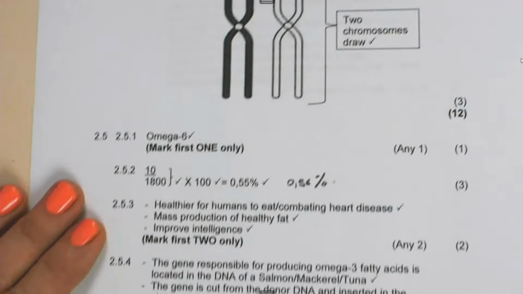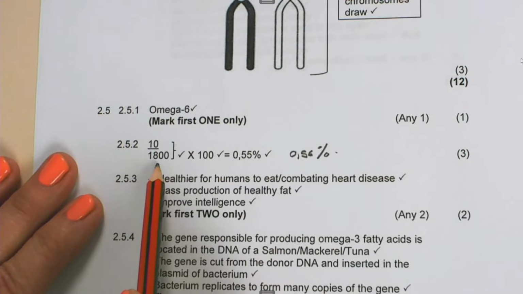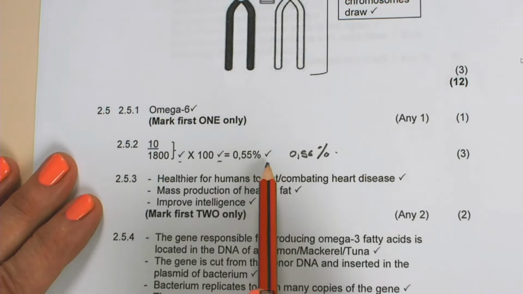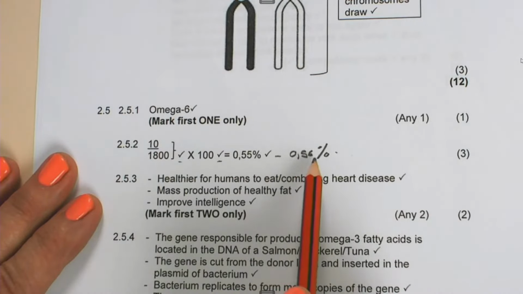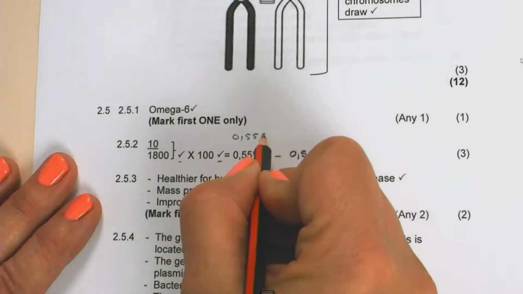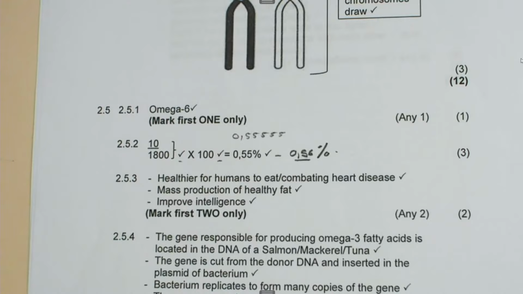The calculation in this case is 10 divided by 1,800, give a mark, multiply by 100. And then for the answer, there is a variation. It's 0.55 or 0.56, also can be accepted. Because the answer is actually 0.5555, so we can round it off to 0.56.